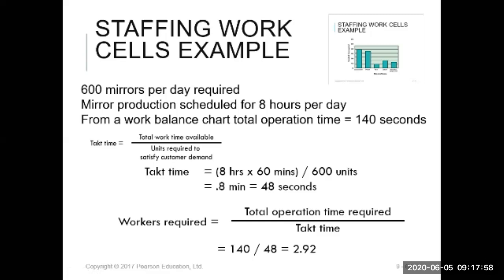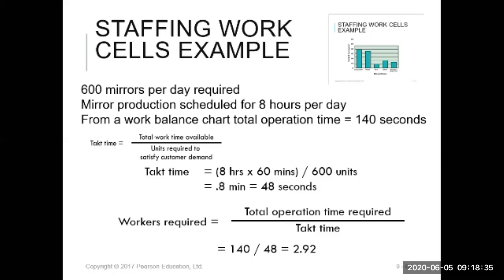So with 3 workers, the pace for the workers is 48 seconds per unit, so that they can complete the 600 mirrors per day required. After 48 seconds they start the next unit. They complete in 48 seconds, start a new unit after those 48 seconds, and pass it to another department. Every 48 seconds they need to start the next unit.